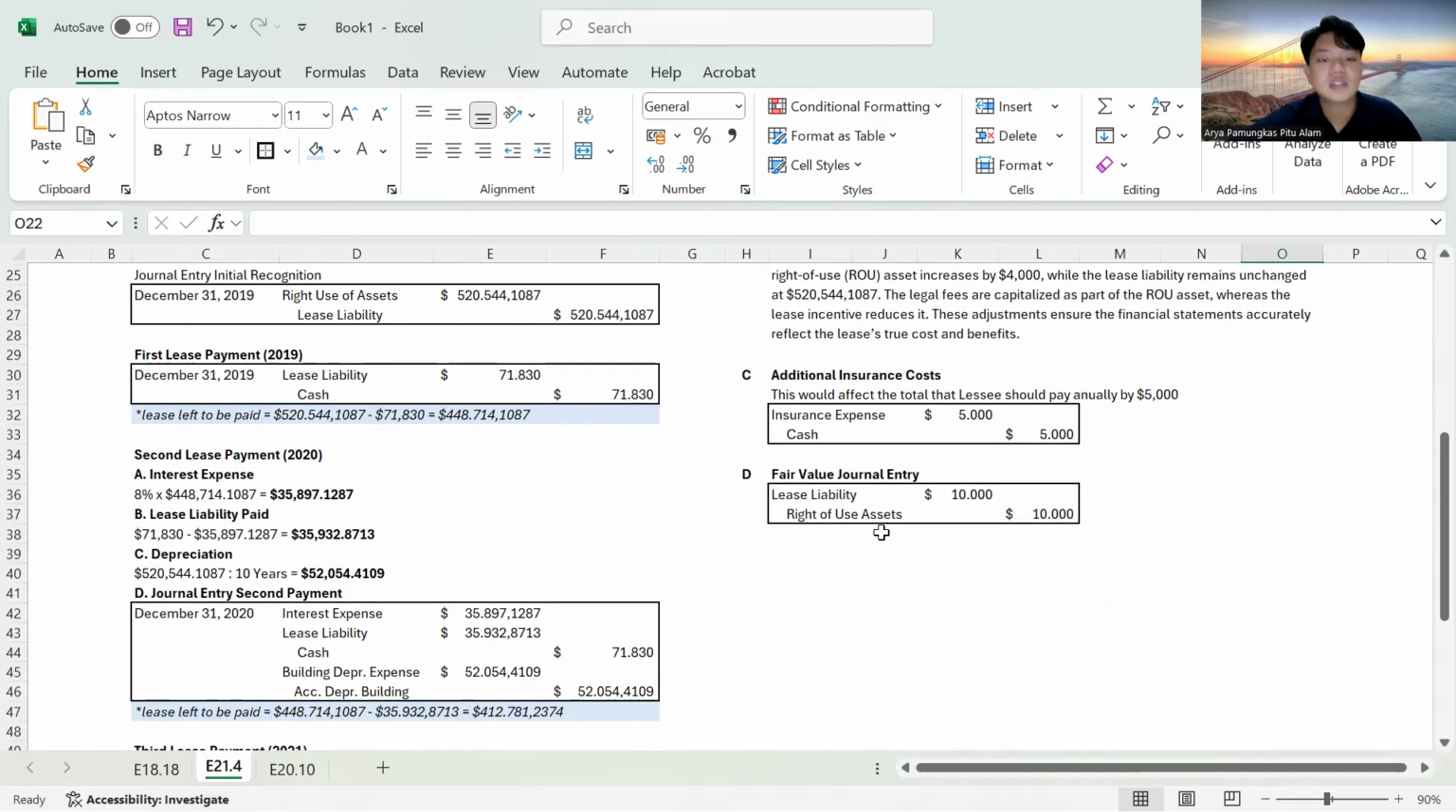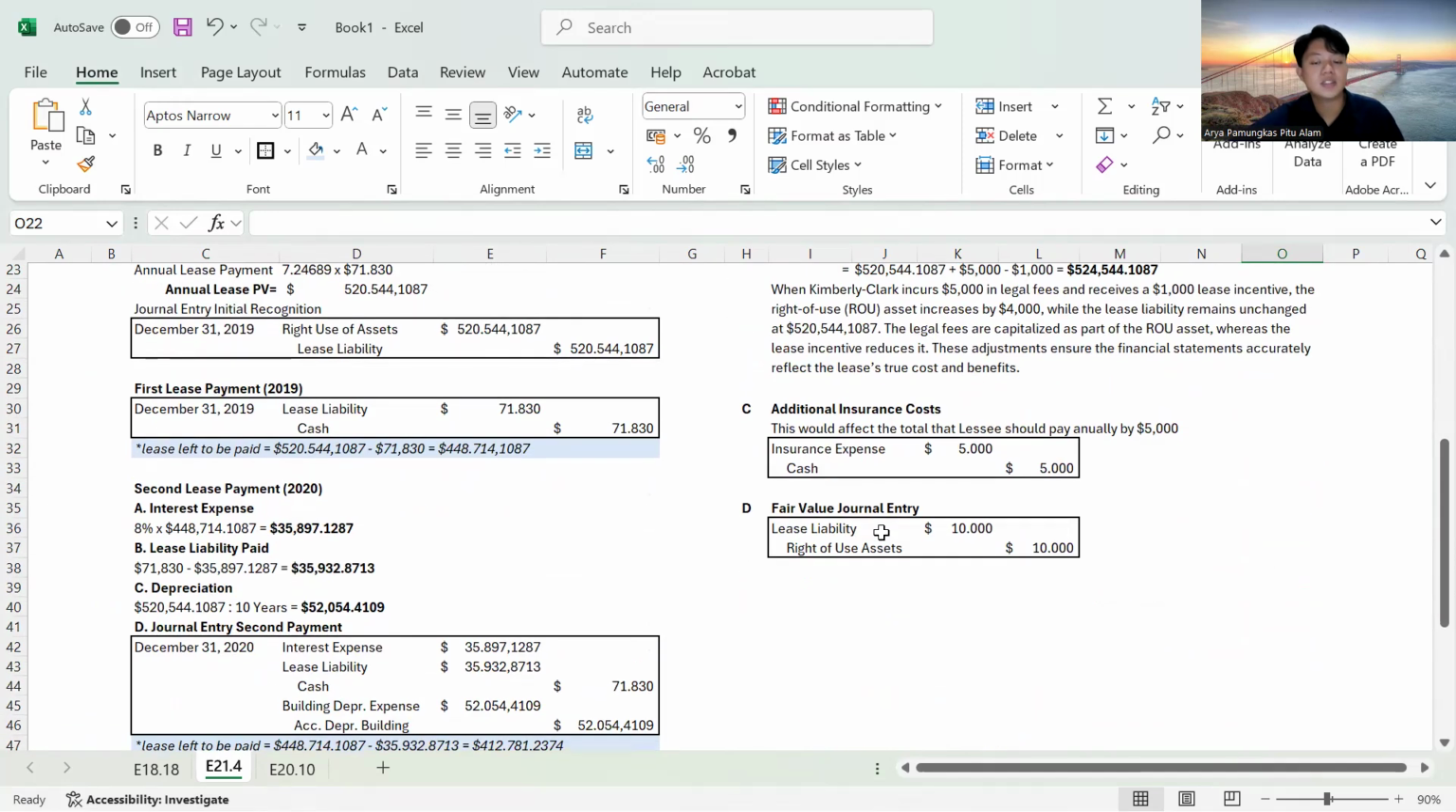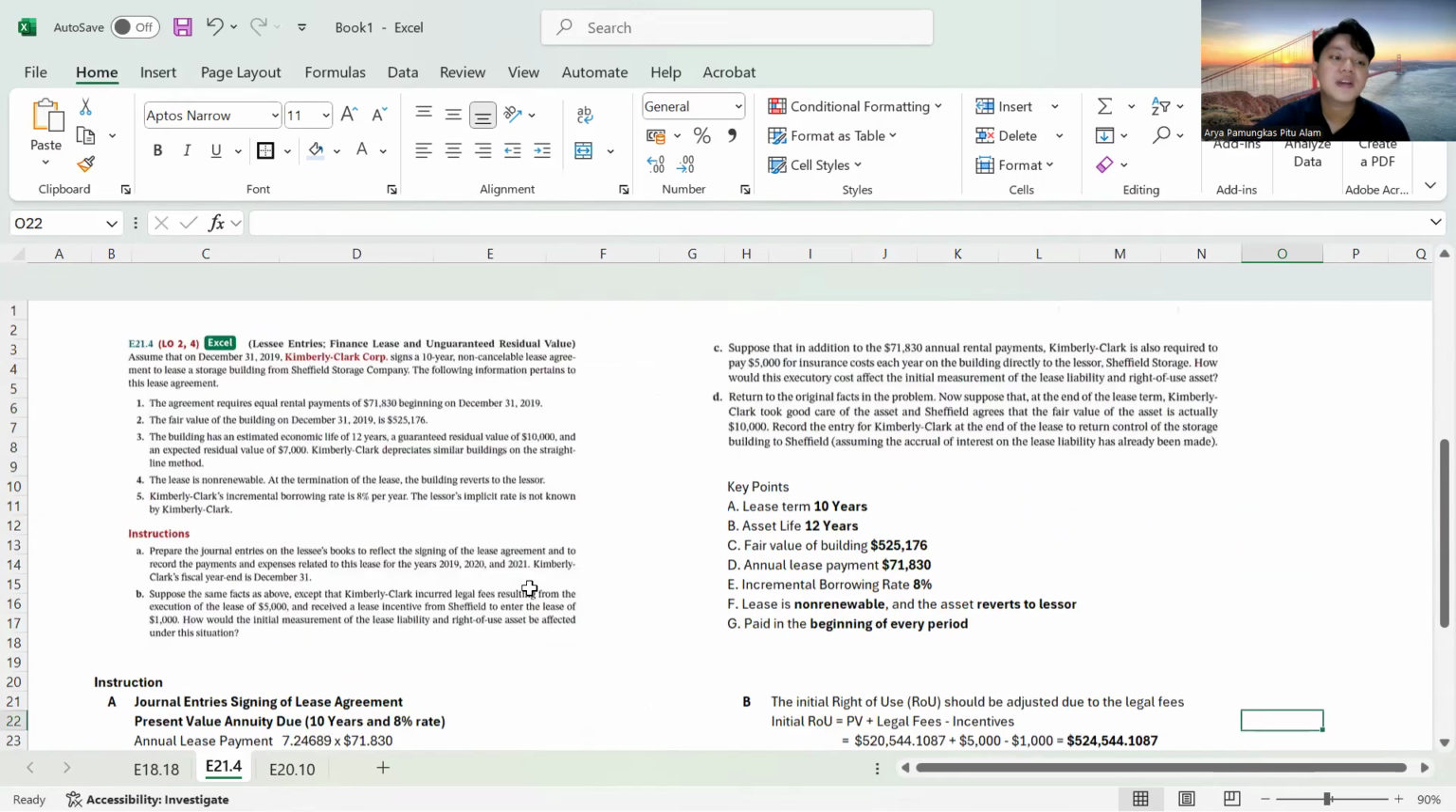And then the last instruction of this question is going to be the fair value journal entry, which is going to be, on the debit, lease liability for $10,000 and, on the credit, right of use assets for $10,000. Lease liability on the debit, right of use assets on the credit.